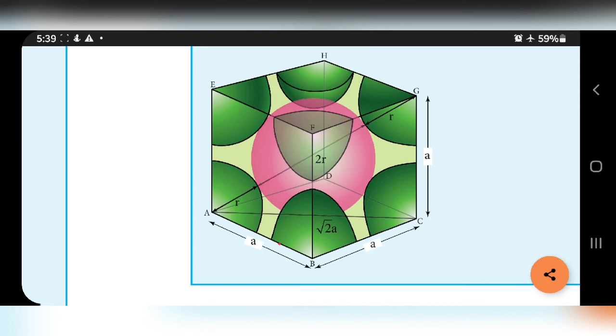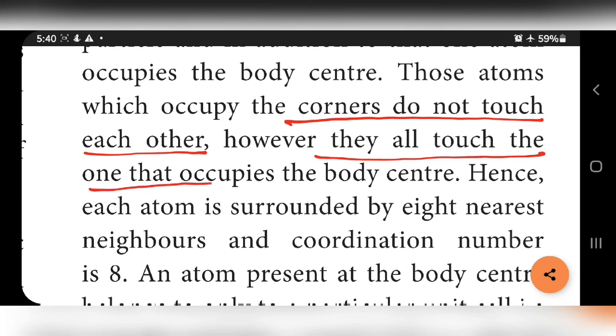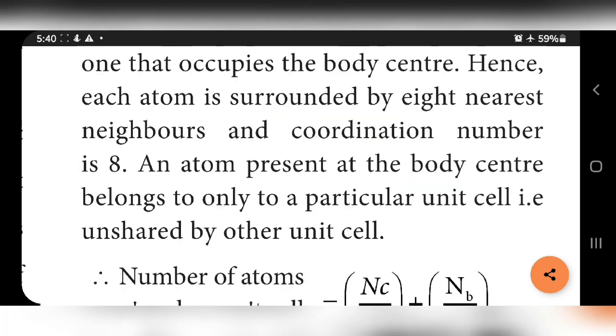Corner atoms do not touch each other. But all corner atoms touch the body center atom. So corner atoms do not touch each other, but all the corner atoms touch the body center atom. That is the only point given. See, corner atoms do not touch each other. They all touch the one that occupies the body center.